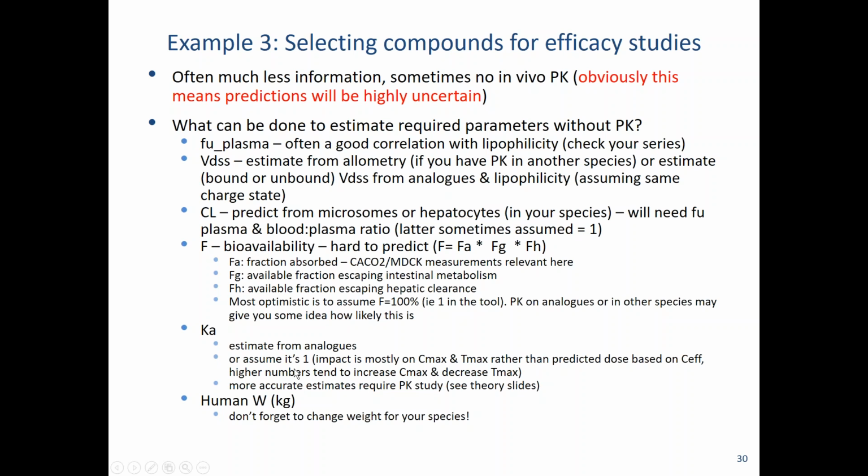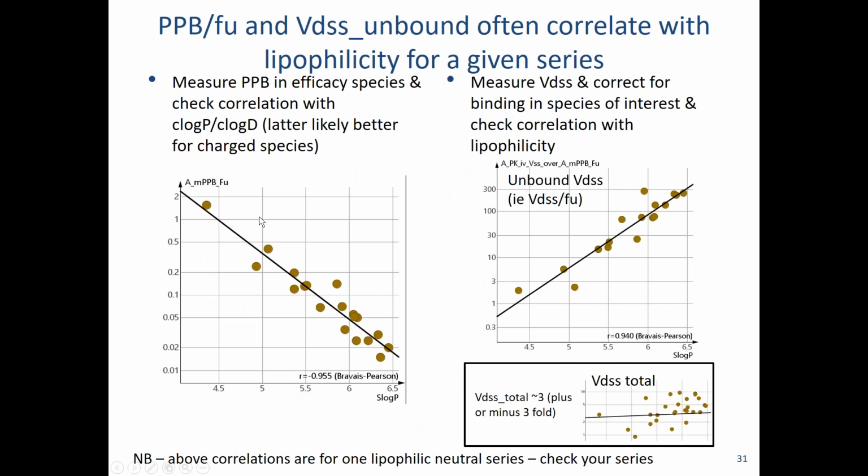For the parameters that you're going to need, these are the 6 parameters that go into the dose prediction. You need an estimate of plasma protein binding, or the free fraction in plasma, and as we'll see in a minute, there is often a fairly good correlation with lipophilicity, though you need to check your own series, of course. And volume can also sometimes give a reasonable correlation with lipophilicity, and I'll just show you that for a series I've been working on, quite a lipophilic series, it has to be said.